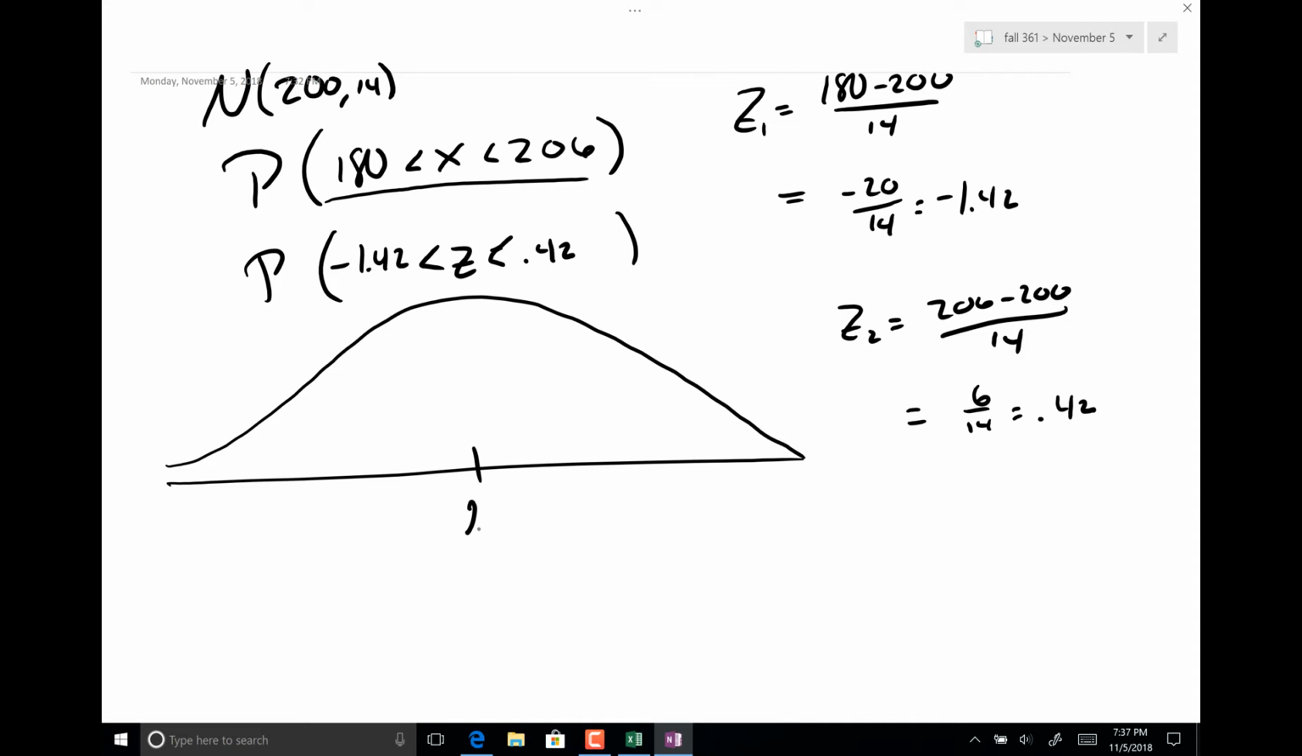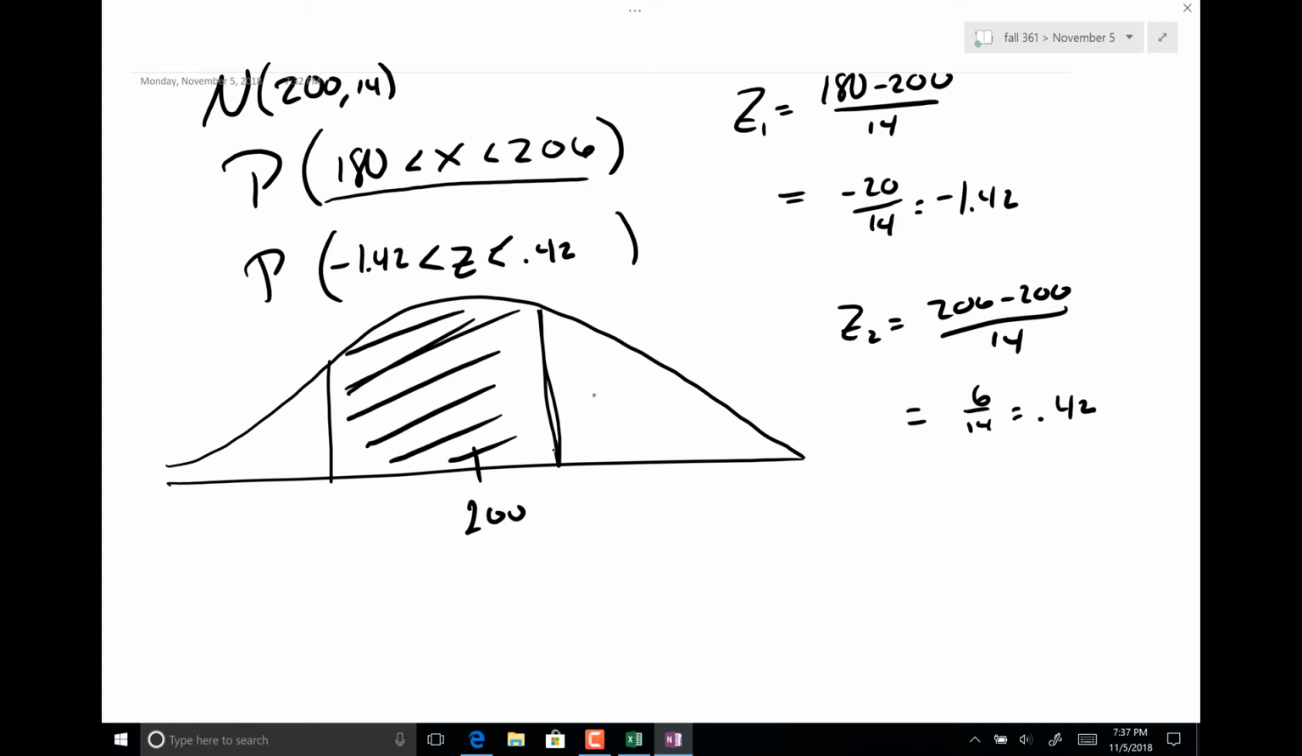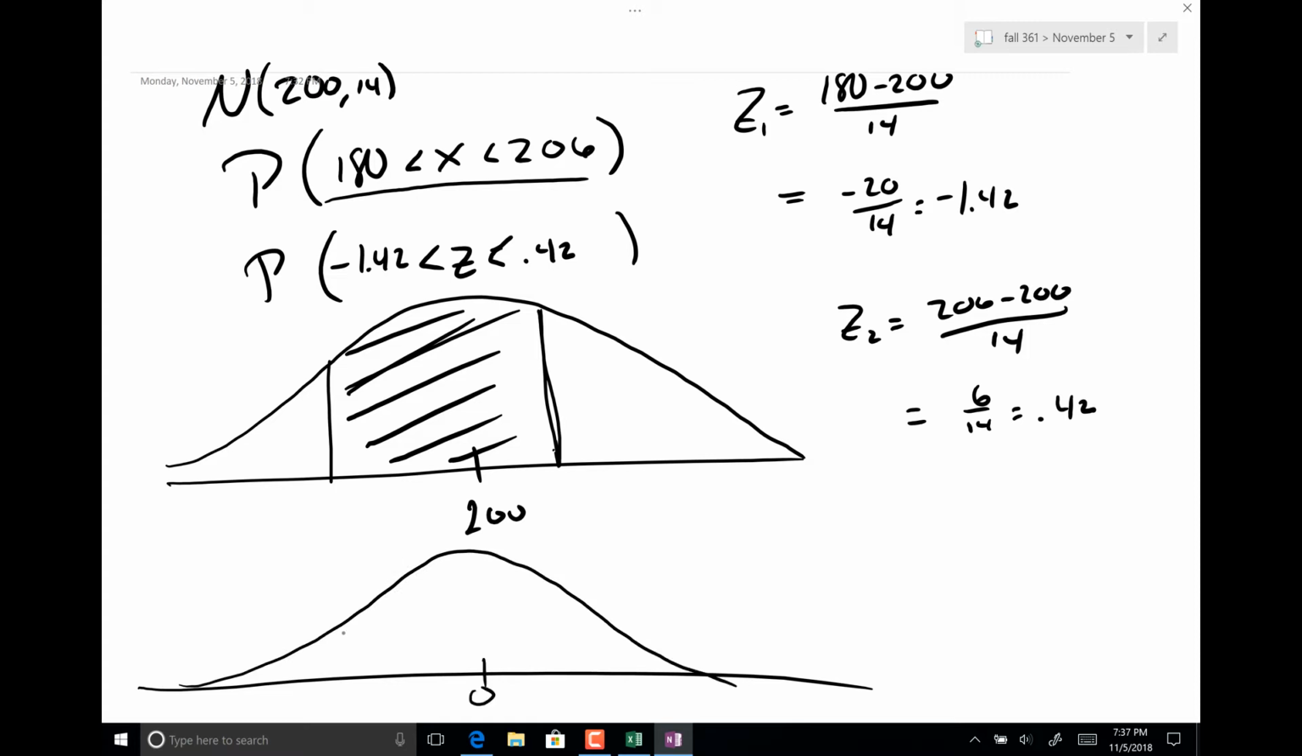All right, here's 200. 206 is going to be right in here somewhere. And 180 is going to be down in here somewhere, yeah? So I don't know what percent is in here. That's what I'm looking for, yes? Which is equivalent to this one, which is negative 1.42 and 0.42. These areas are the same. Okay? The difference being this one's going to go a little higher. That's where the rest of the area is going to come from because you've squished it down.